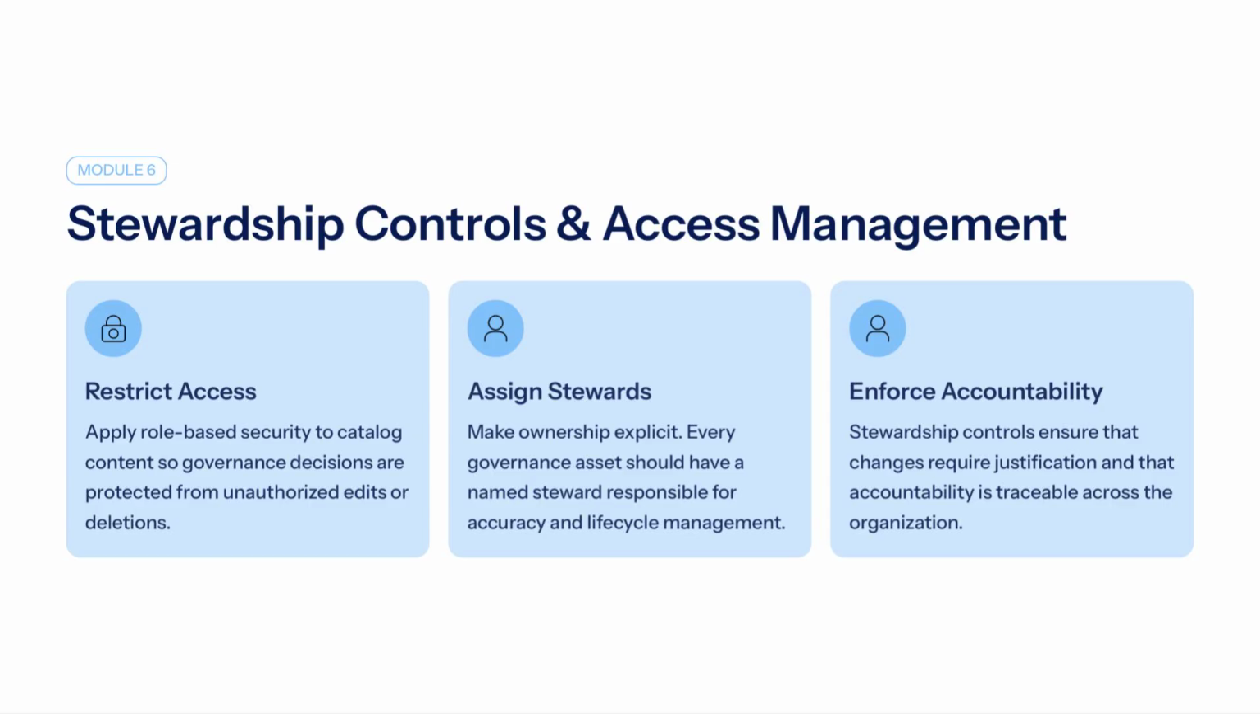This ensures that all changes to the content require justification and approval. Furthermore, stewardship controls help to prevent unauthorized edits or deletions, and they provide a clear audit trail to track changes and deletions. This helps to maintain the accuracy and integrity of the content over its entire life cycle. In addition, stewardship controls help to align governance efforts across different departments and geographic locations within an organization. By implementing these controls, organizations can establish a standardized approach to managing and governing their content.